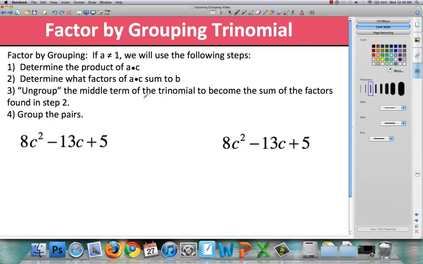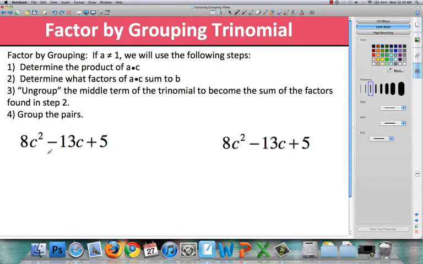Okay, so we're going to take a look at our final factoring method, which is factor by grouping with trinomials. You've factored trinomials before using tram, but this was when our a coefficient was equal to 1. So we're going to take a look at when a is not equal to 1, and we're going to use most of the steps from factor by grouping. If you notice, we have 8c squared minus 13c plus 5.